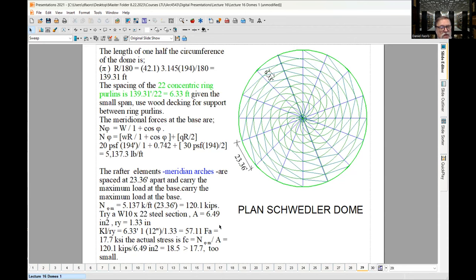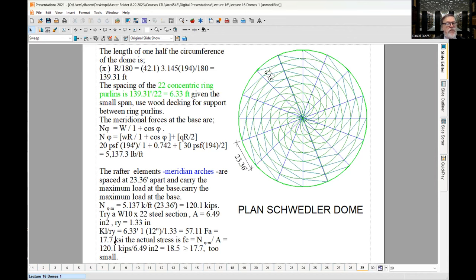If I selected a W10 by 22 steel section, the area would be 6.49 inches squared, its radius of gyration, the weak axis, would be 1.33 inches. My allowable compressive axial stress, remember the KL over R slenderness ratio: I get 6.33 feet apart. That's how far they are apart before they're connected to one of the ribs, times 1 times 12 inches divided by 1.33, I get 57.11. FA, therefore, would be 17.7 KSI.